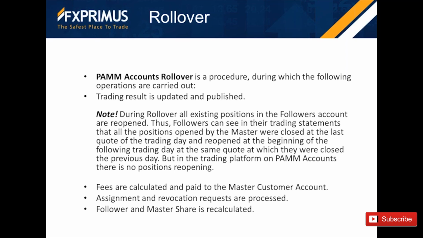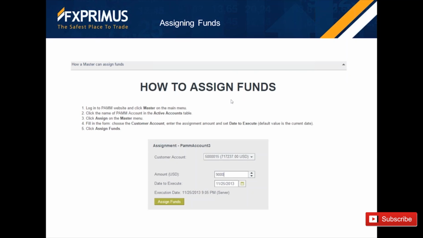Also, another operation that is done is that fees are calculated and paid to the master account, except for the performance fee. As we said, the performance fee is done at the end of the trading interval. So the main fee that is calculated is the commission fee, which is the management fee, done daily. And then assignments and revocation requests are processed. When we say revocation, it means leaving the PAMM, taking your money out. Assignments are new people coming in or top-ups coming in. And then, as we said, the follower and master share is recalculated. So how much the followers have, how much the master has, maybe he put more money, his share will be more, are recalculated accordingly, and thus the exposures are changed accordingly.